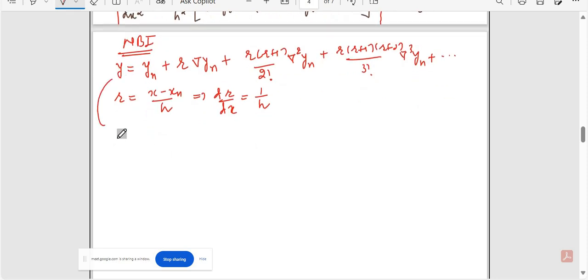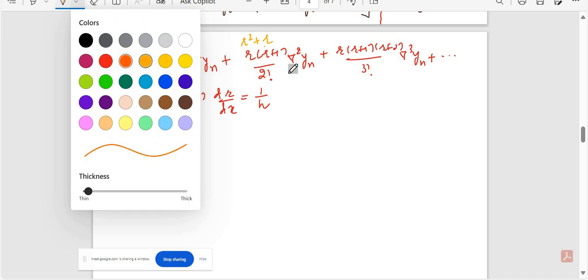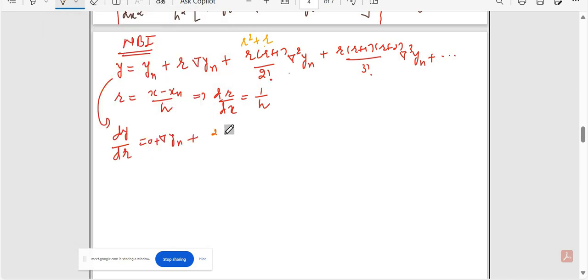Yes. And from this first we will get dy by dr. So what will be my dy by dr? So 0 plus Δyn plus 0 plus, okay, 0 plus Δyn plus, if you solve this, then we will get here r square plus r. So the differentiation of that r square plus r will be 2r plus 1 divided by 2 factorial, and this will be your Δ square yn.